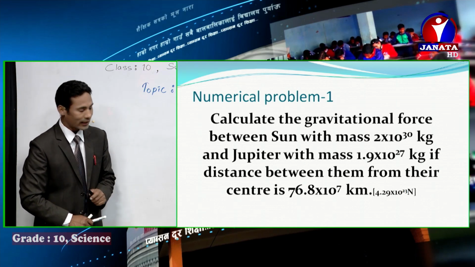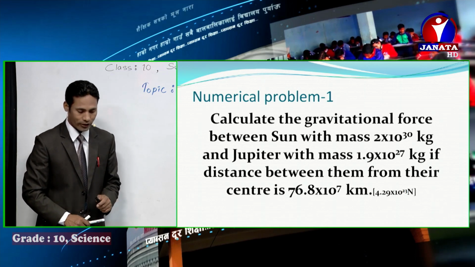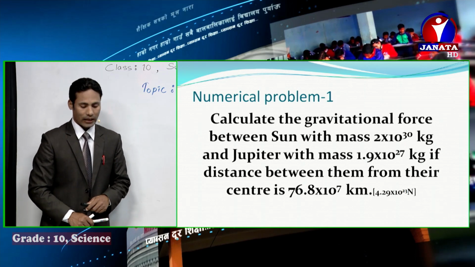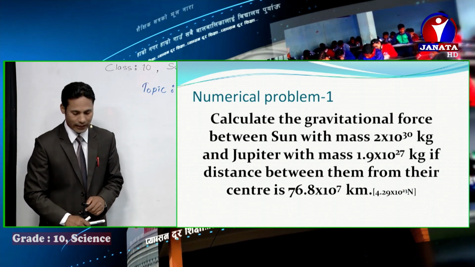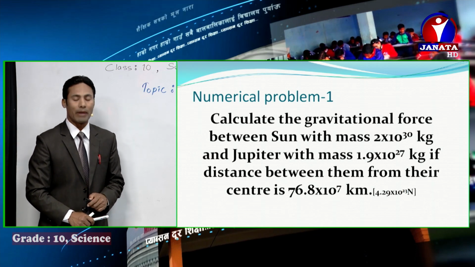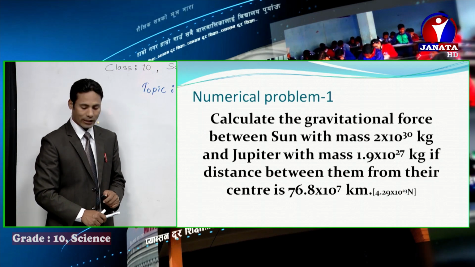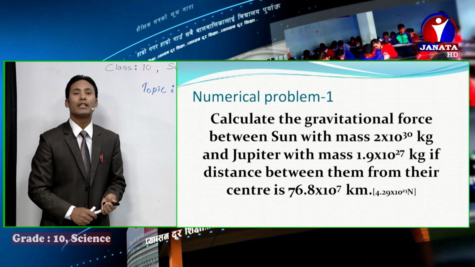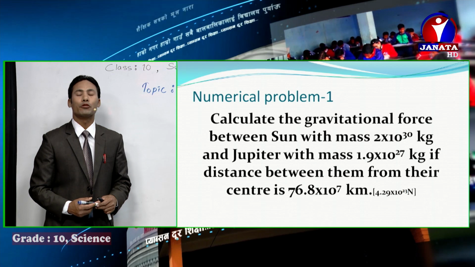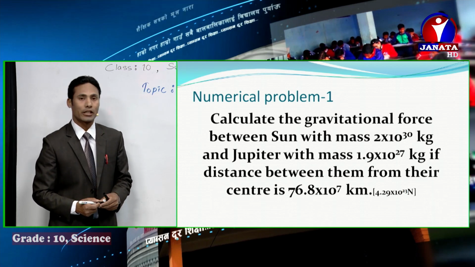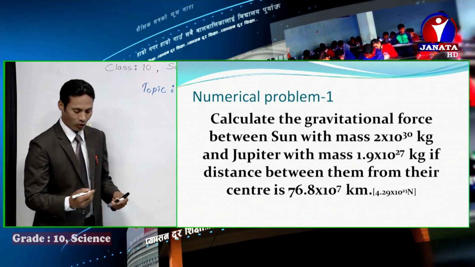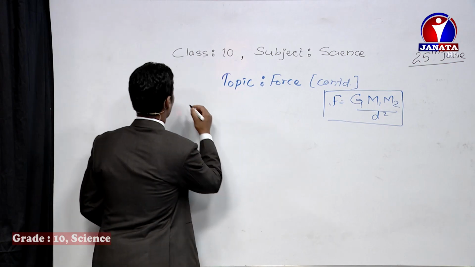So the question is like this, and you can see it on the screen: calculate the gravitational force between the sun with the mass 2 into 10 to the power 30 kg and Jupiter with the mass 1.9 into 10 to the power 27 kg, if the distance between them from their center is 76.8 into 10 to the power 7 kilometer. So we need to calculate the gravitational force. So let's start to solve this numerical problem.